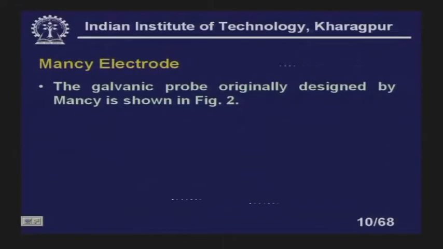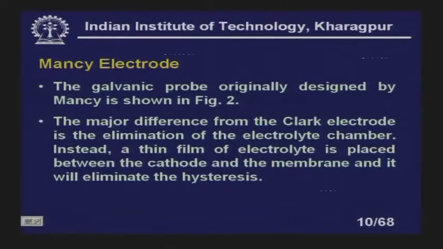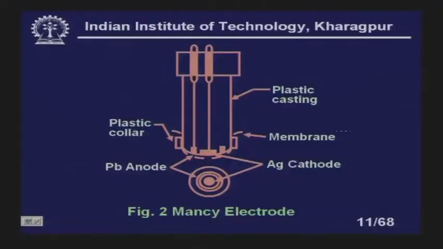Mancy electrode. The galvanic probe originally designed by Mancy is shown in figure 2. The major difference from the Clark electrode is the elimination of the electrolyte chamber. Instead, a thin film of electrolyte is placed between the cathode and the membrane, and it will eliminate the hysteresis. The hysteresis problem, that means between increased and decreased concentrations, can be eliminated in the Mancy electrode, right. So, this is our Mancy electrode. We can see here the plastic casing, the membrane, an Ag cathode, a Pb lead anode and a plastic collar.